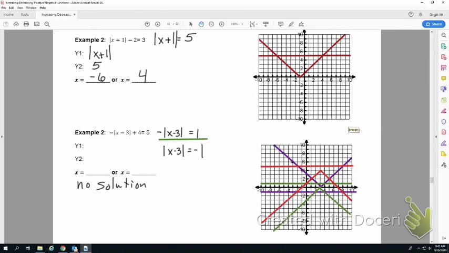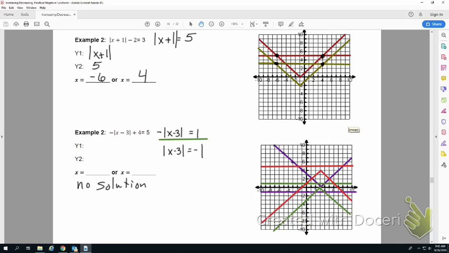If I went up to the one above and I graphed the original one, it would go to the left 1, down 2. And then I would have the line y equals 3. And I would get those same x values: negative 6, positive 4.